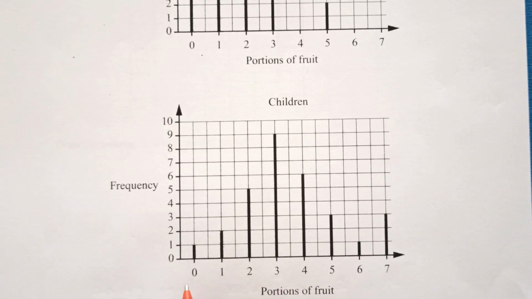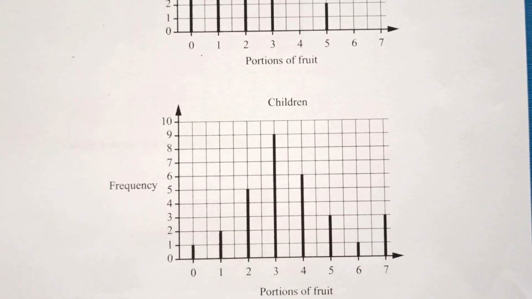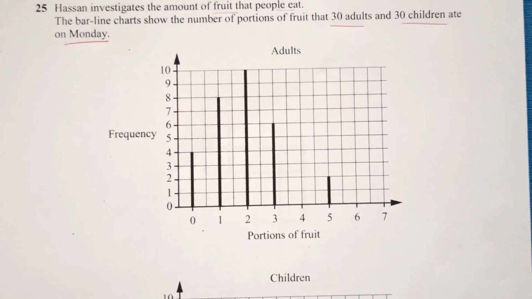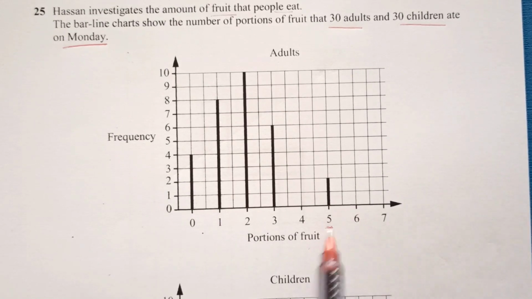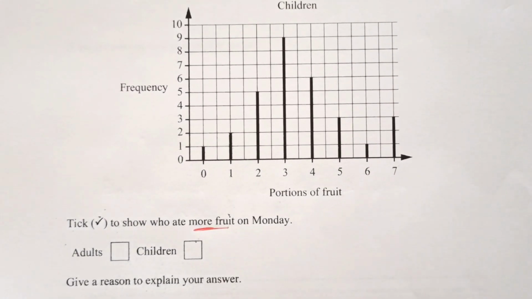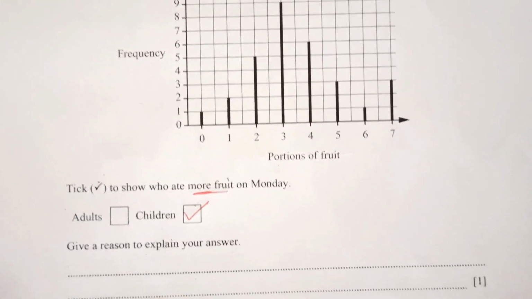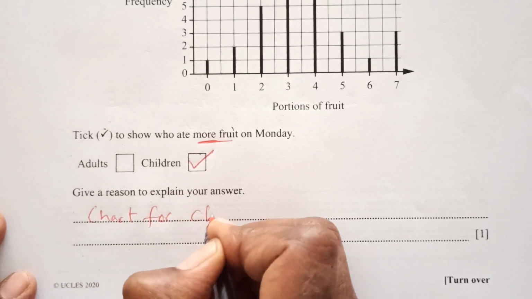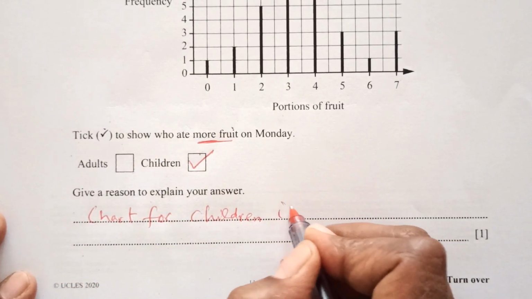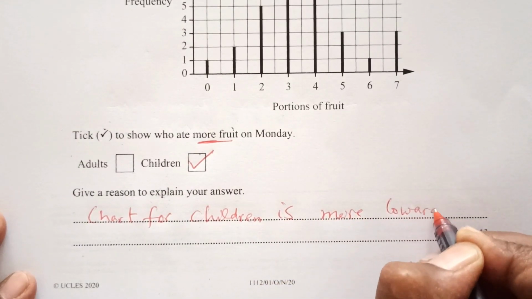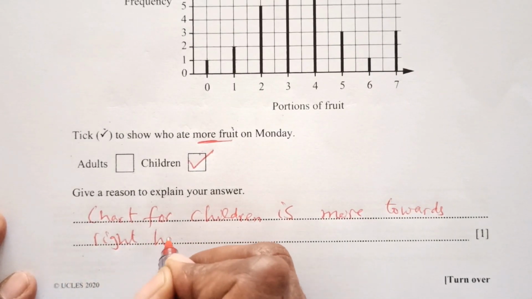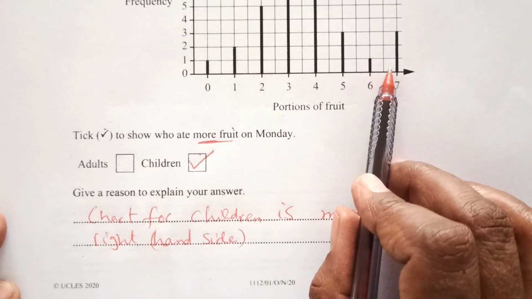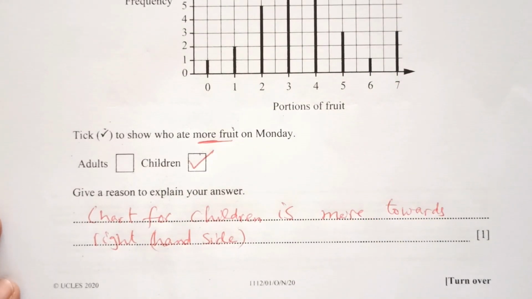So if we look at the children's graph, we can see this portion of fruit for children is up to this, up to 7. Here for the adults it is up to 5 only. So this is more spread, that means children ate more fruits. So we will take children. So explain your reason. We will write down here that chart for children is more towards right hand side. Towards more right hand side or right, you can write down. So that means children ate more fruits on Monday as compared to adults.